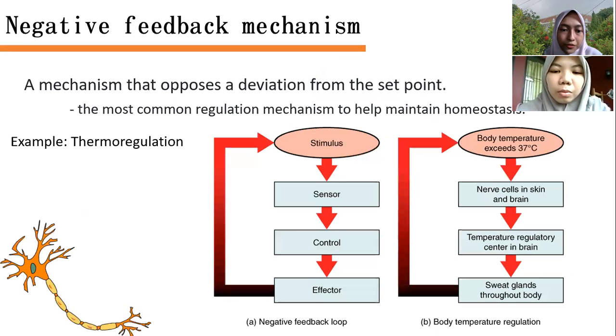Okay, for the first, let's talk about negative feedback mechanism. Negative feedback mechanism is a mechanism that opposes a deviation from the set point. It is the most common regulation mechanism to help maintain homeostasis.